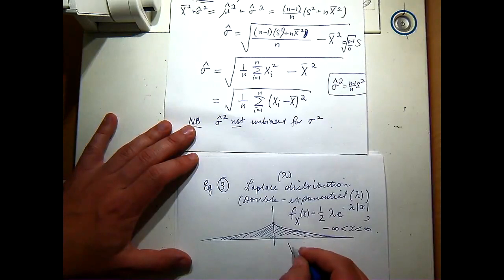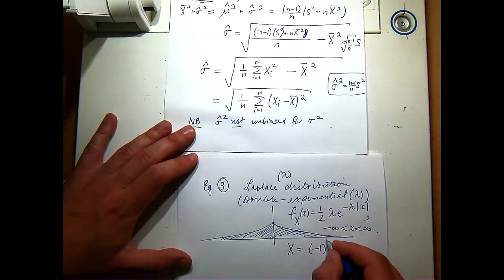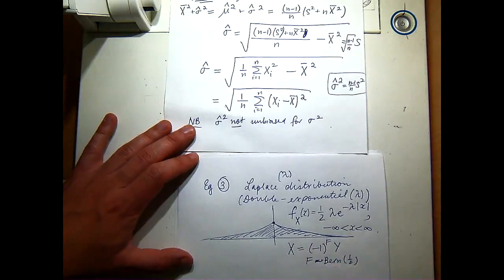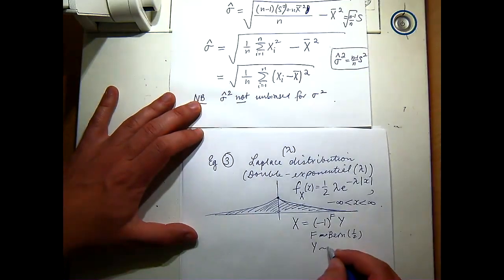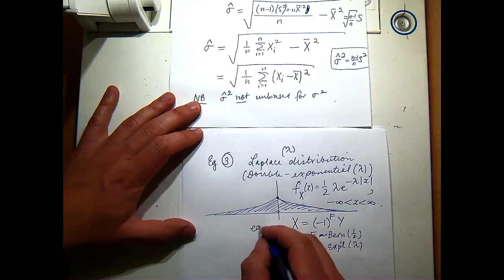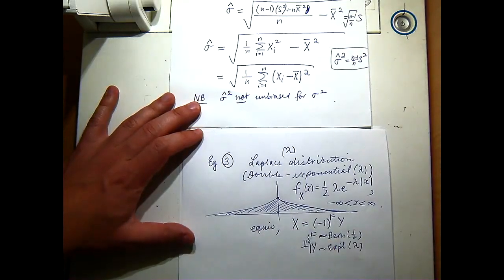Another way to say it is that x is (-1) to the f times y, where f is, let's say, Bernoulli 1/2. So Bernoulli 1/2 is a fair coin, heads or tails, and y is exponential lambda, and f and y are independent. Okay, so that's an equivalent characterization of the Laplace distribution.